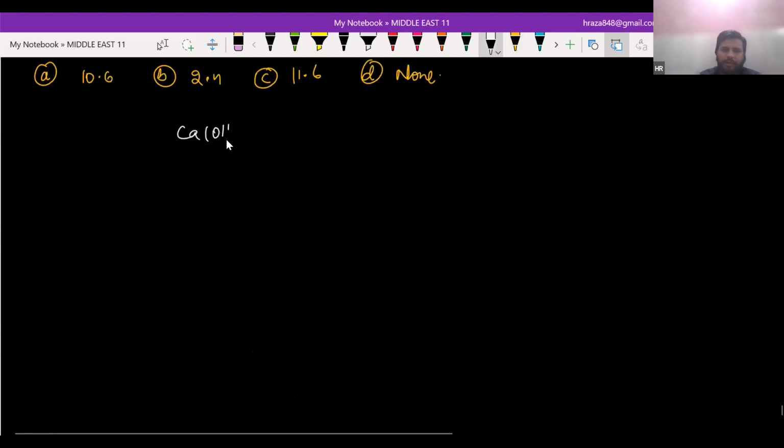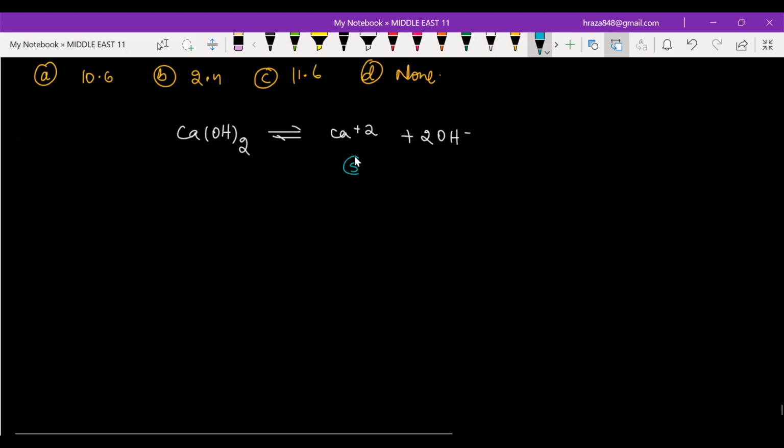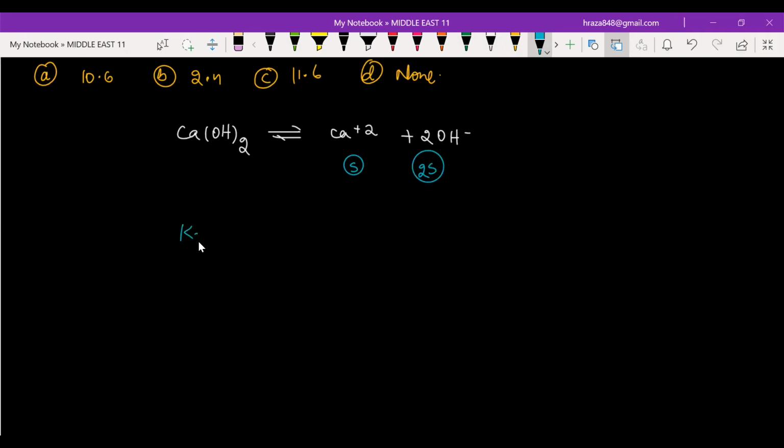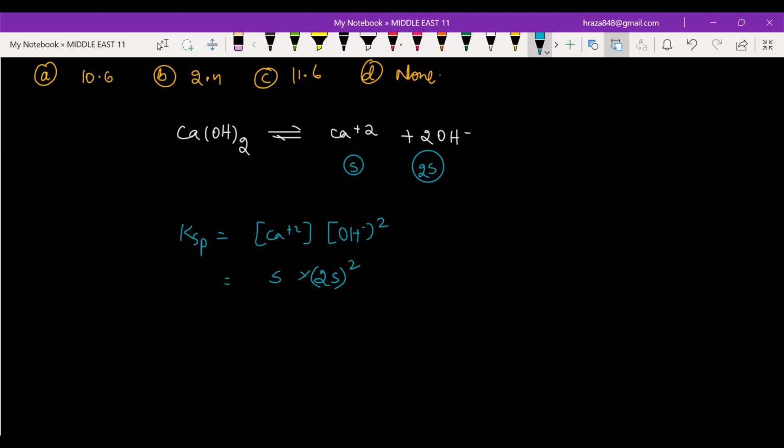First of all, here it is given that calcium hydroxide, right? So it will be Ca plus 2 plus 2OH minus. Is this clear? Now, if you will see, the solubility here will be S and here it will be 2S, right? So KSP will be equal to Ca plus 2 and OH raised to the power 2, and here it will be S into 2S. See here, it will be like this, right, Krishna? Yes, sir.